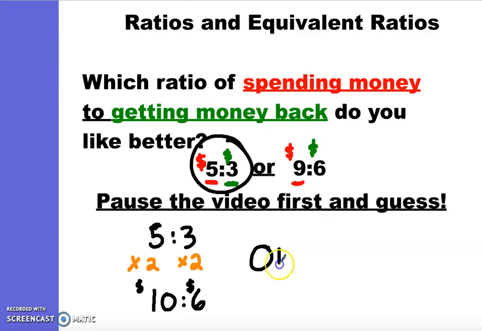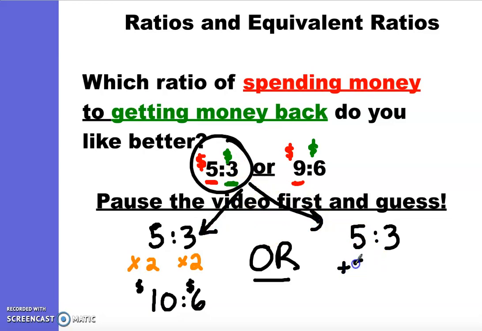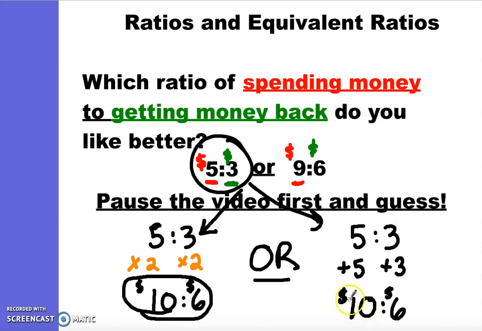But another way to do this problem is I could take the same ratio, and I could just add 5. I could add the same 5, and I could add the same 3 from up here, and I would get 10 to 6. Now, a good thing to ask yourself is, why did I just times 2, or why did I just add 5 and 3 like that? Why did I do this? Why did I get 10 to 6?